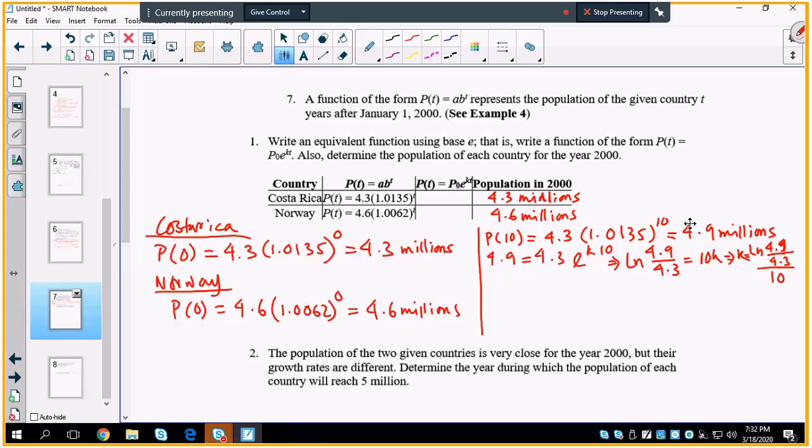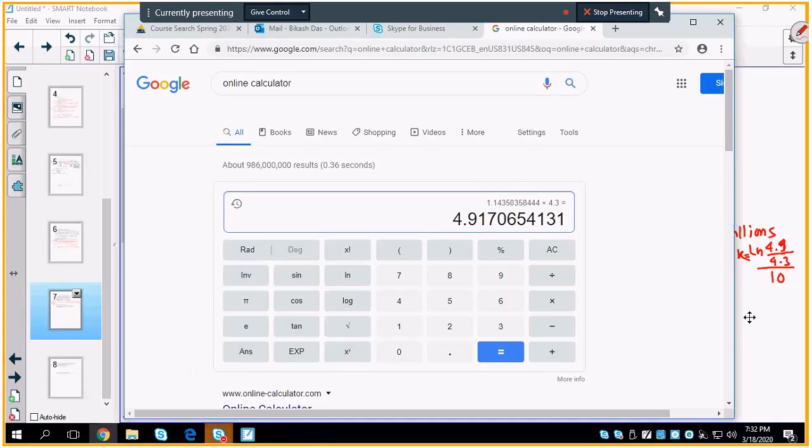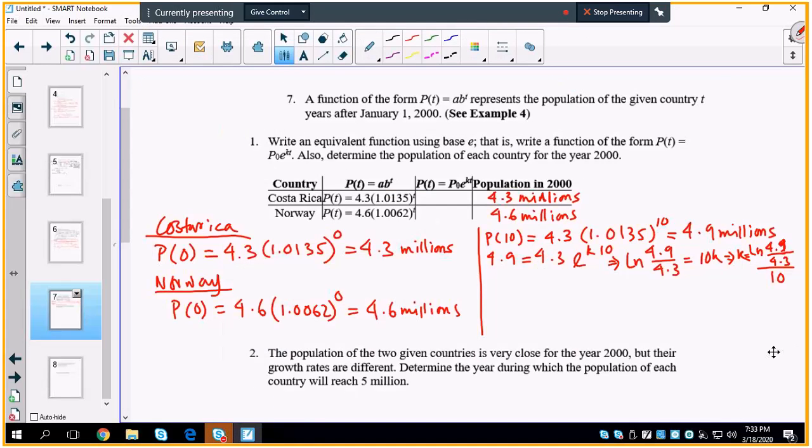That is going to give me the rate of growth for Costa Rica in order to set up the model. And this time I'm going to round to 4 decimal places. So I have 4.9, which I'm dividing by the initial population 4.3, and then I'm taking the natural log of that. Finally, I'm dividing it by 10, rounding to 4 decimal places. I get 0.0131. So k is approximately equal to 0.0131. That helps us set up the model.